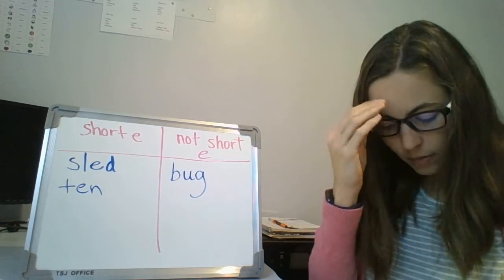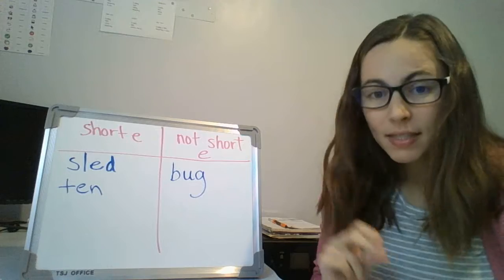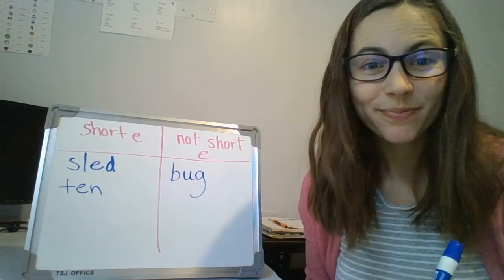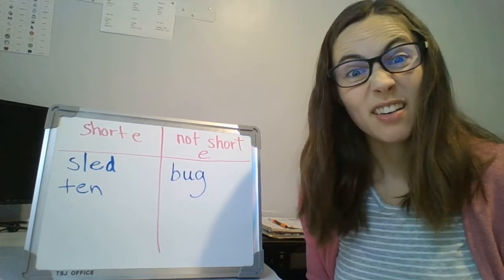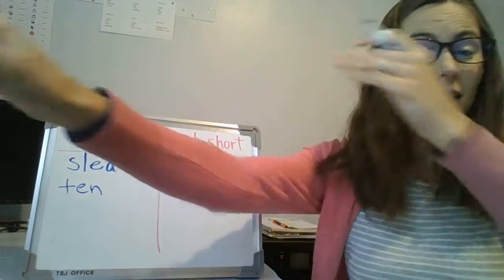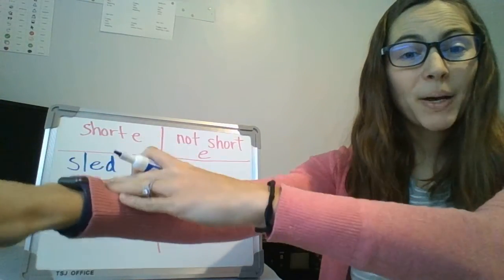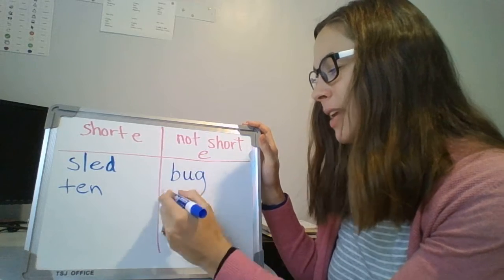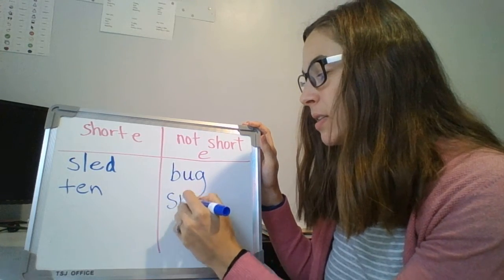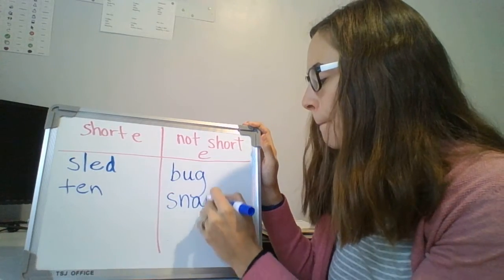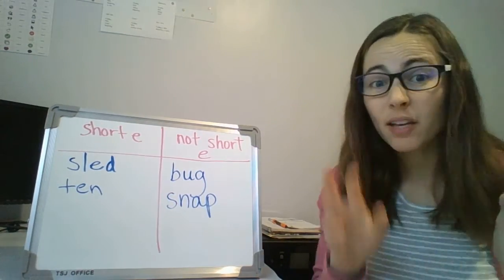N. Okay, next word on my list says snap. It says snap. You decide, short E or not short E. Snap. Not short E. Sn, there's a blend, S-N. Sn, app. Cool. Okay, I just have a couple more.